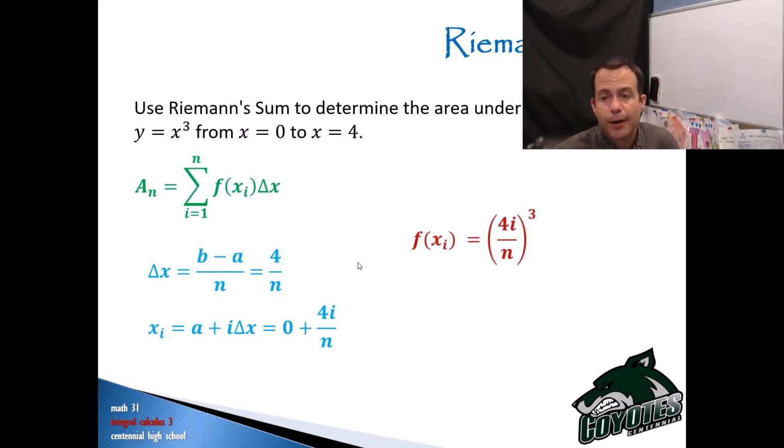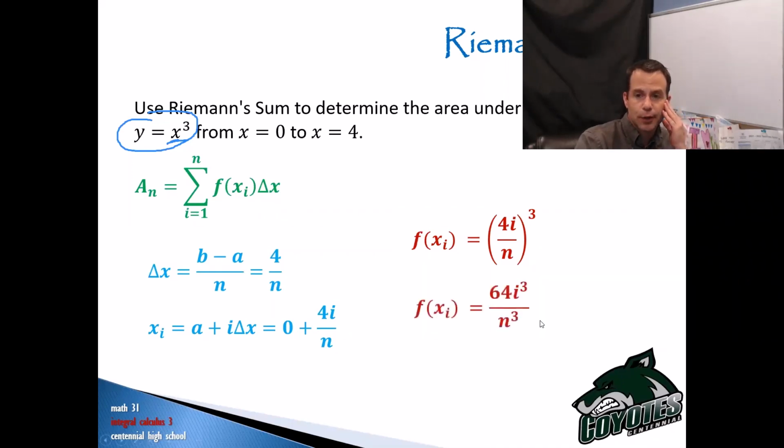So now I have to figure out what f of x subscript i is. So I take my f of x equation, which happens to be x cubed right here, and I replace my x with 4i over n. So I've got 4i over n cubed, which is 64i cubed over n cubed. So f of x subscript i is 64i cubed over n cubed.